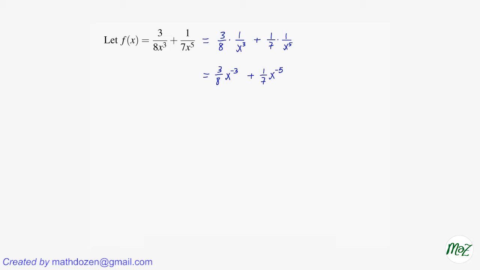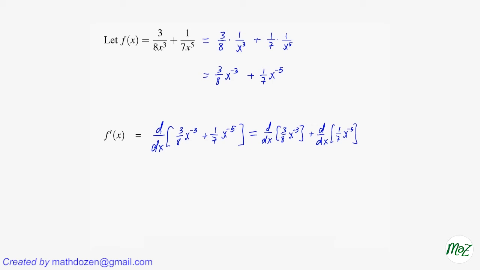And each 1 over x to such a power is x to some negative power. So we'll arrive at 3 over 8 times x to the negative 3rd plus 1/7 times x to the negative 5th power. That's a much easier function to find the derivative of. Now, we take the derivative of 3/8 x to the negative 3rd plus 1/7 x to the negative 5th.